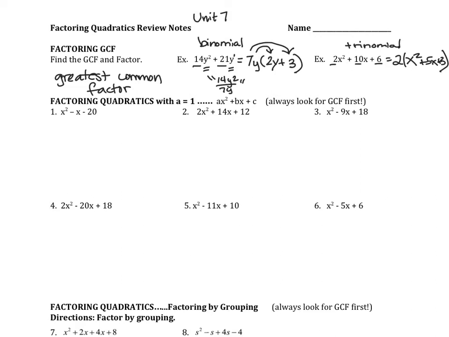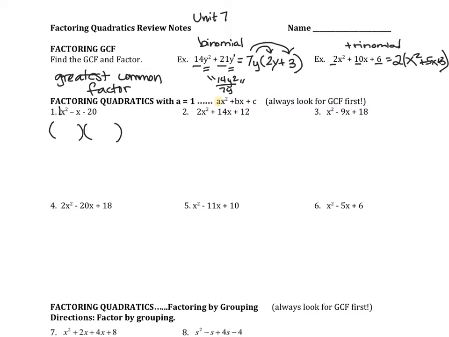So the next type of factoring we did was when our trinomial had a coefficient of 1. So for example, factoring quadratics with a equals 1. Remember, your quadratic expression is ax squared plus bx plus c. So in all the problems here, my a is really a 1. So let's take a look at the first one. So for example, this is my a is 1. So when I want to factor this, I would like to factor it into 2 binomials that when I multiply them together, I would get x squared minus x minus 20 back.